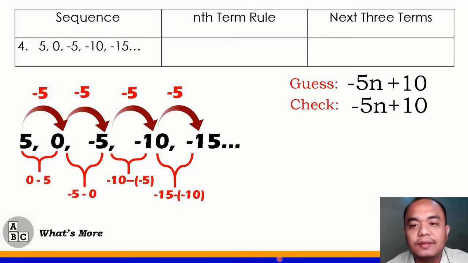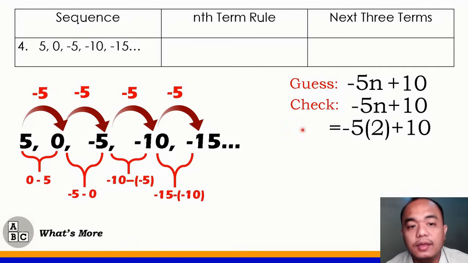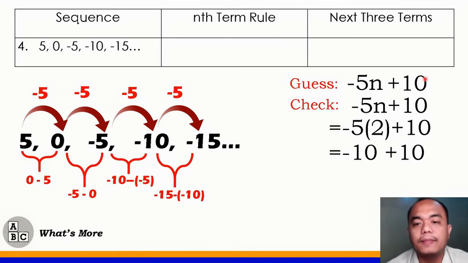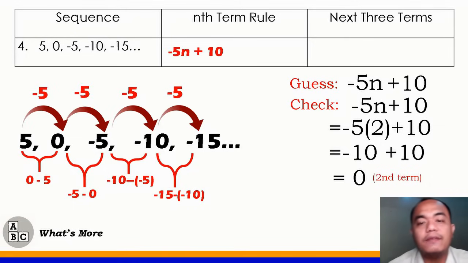Let's check. So negative 5n plus 10, and this time we will use the second term, 0. 0 here is our second term, so that's why 2 is used here to replace n. After solving, it should be 0 so that our guess here is correct. So that is negative 5 times 2 equals negative 10. Correct? And then plus 10, that makes it 0. So our guess here is correct, and we have our n term here, negative 5n plus 10.